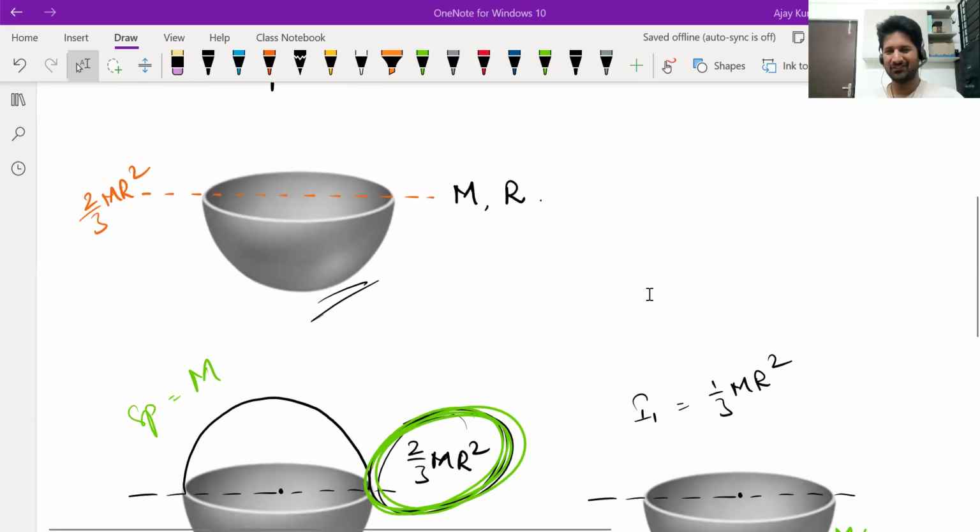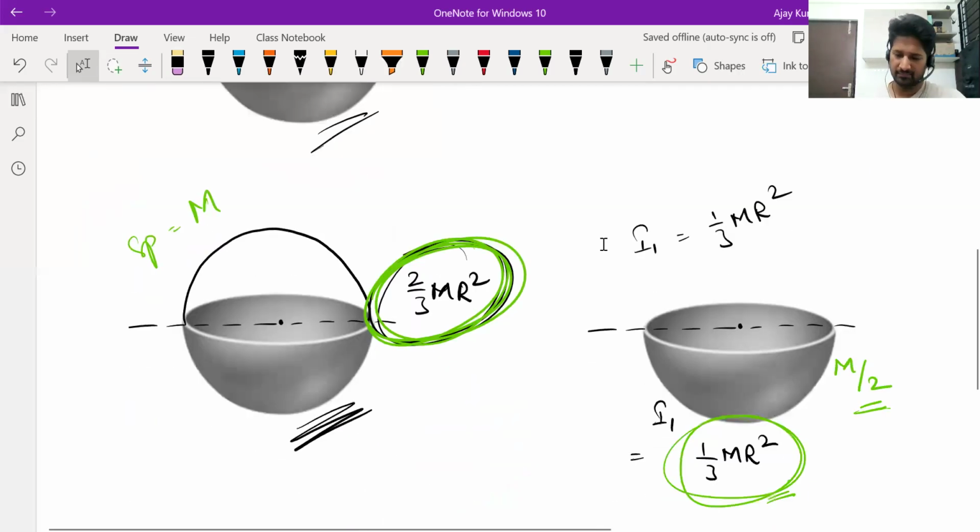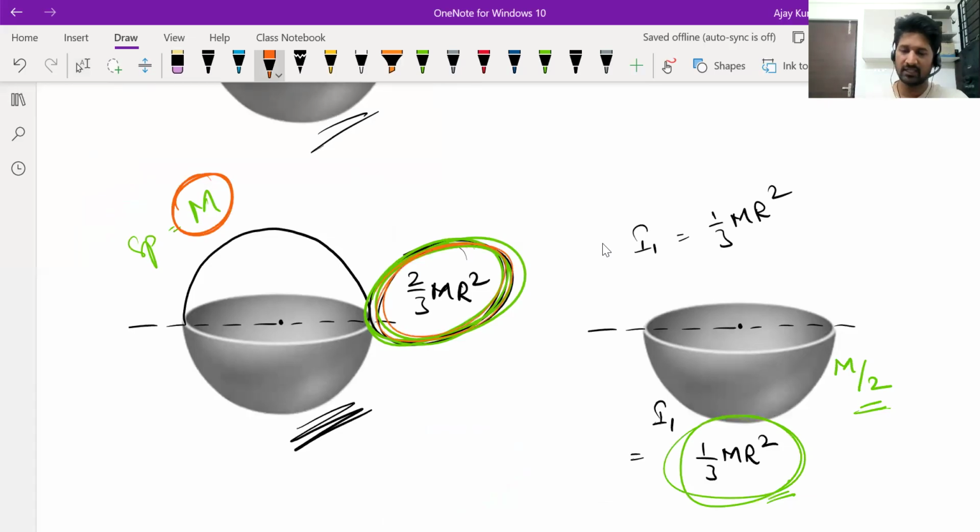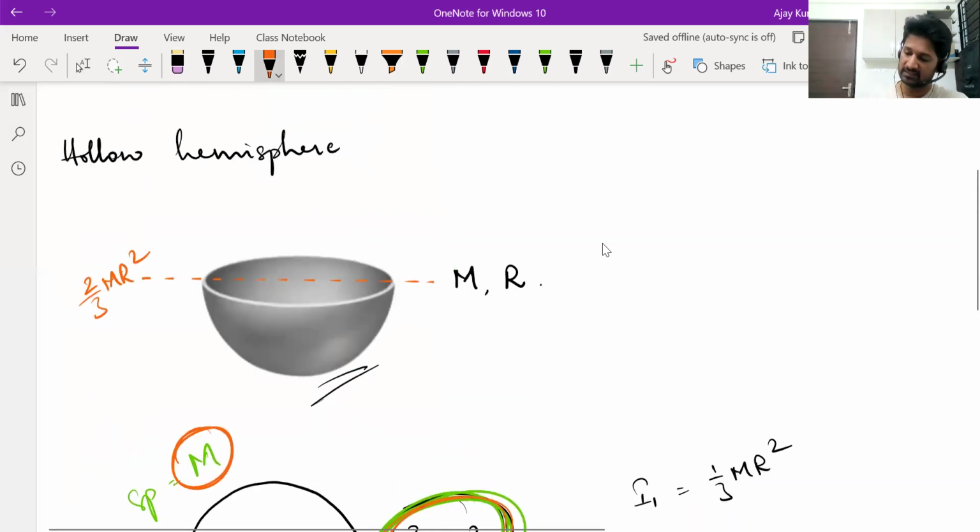Okay, fine. So you have to stay in touch with all the formulas, then only you'll be comfortable. Because suppose you don't even remember that 2 by 3 mr square, then everything will be confusing to you. So go through the formulas that we have derived. Had the full sphere had a mass m, then its moment of inertia would have been 2 by 3 mr square. And in that case, half sphere mass would have been m by 2, and its moment of inertia would have been 1 by 3 mr square. But in the given problem, half sphere's mass itself is m, not m by 2. Therefore, the answer will be 2 mr square by 3.